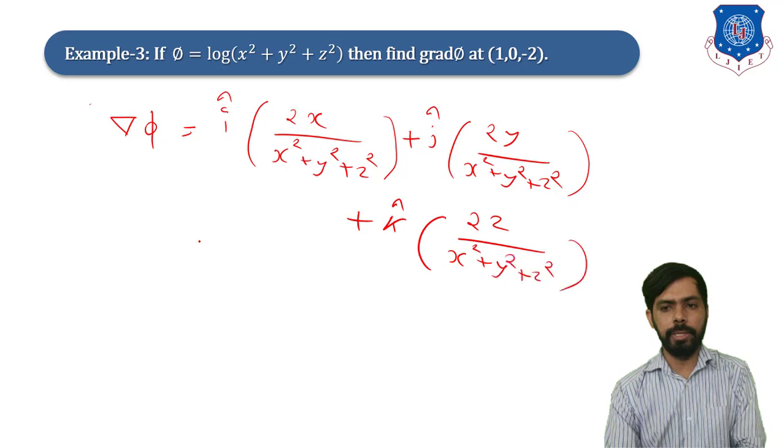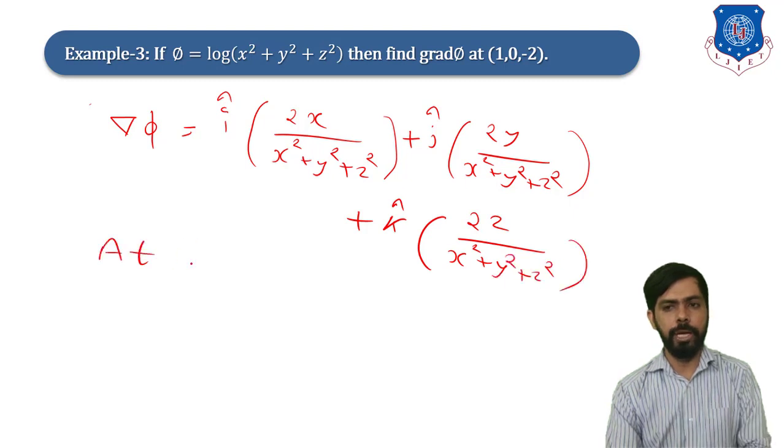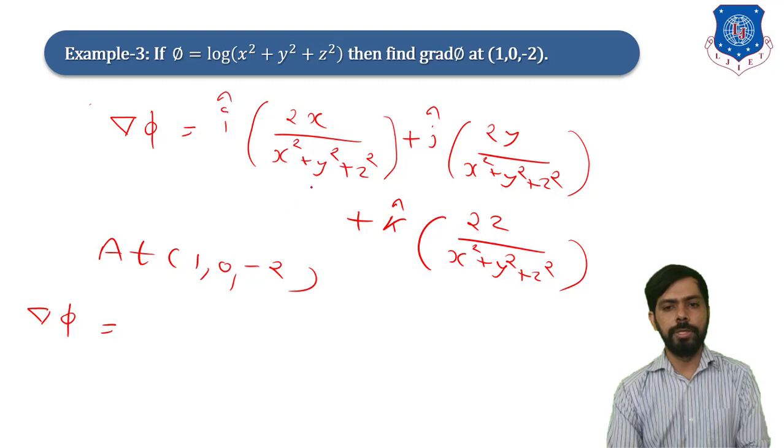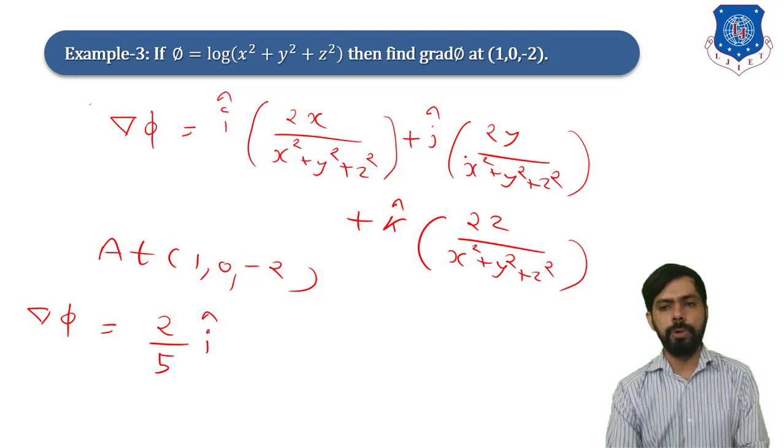Now as we have to find out grad phi at point 1, 0, minus 2, for that purpose we will replace x by 1, y by 0 and z by minus 2 in this result, so it will be 2 divided by 1 square plus 0 square plus minus 2 whole square, so it will be 1 plus 4, so it will be 5. Okay, so this will become 2 divided by 5 into i cap. Now if we replace y by 0 in this, so this will become 0, so no need to write down this term.